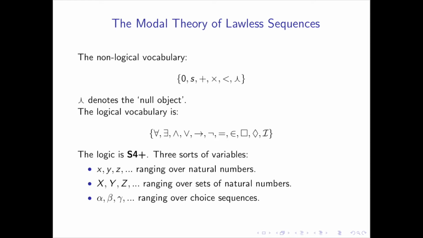Logical vocabulary, pretty much what you would expect. Quantifiers, connectives, set membership, necessity, possibility, and inevitability. And then I already introduced the logic, it's S4 plus. Then we have our three sorts of variables, as I said. So x, y, z range over natural numbers, capital X, Y, Z range over sets of natural numbers, and Greek letters range over choice sequences.